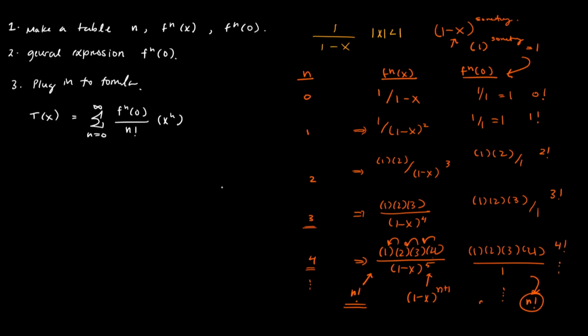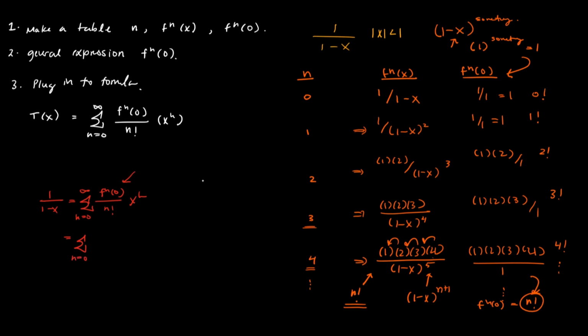So really, our nth derivative at 0 is always going to be equal to n factorial. So now we're ready to plug this back into our general expression. So we can say 1 over 1 minus x is equal to the sum from n equals 0 to infinity of the nth derivative at 0 over n factorial times x to the n. And we just found our numerator here, so let's plug that in.